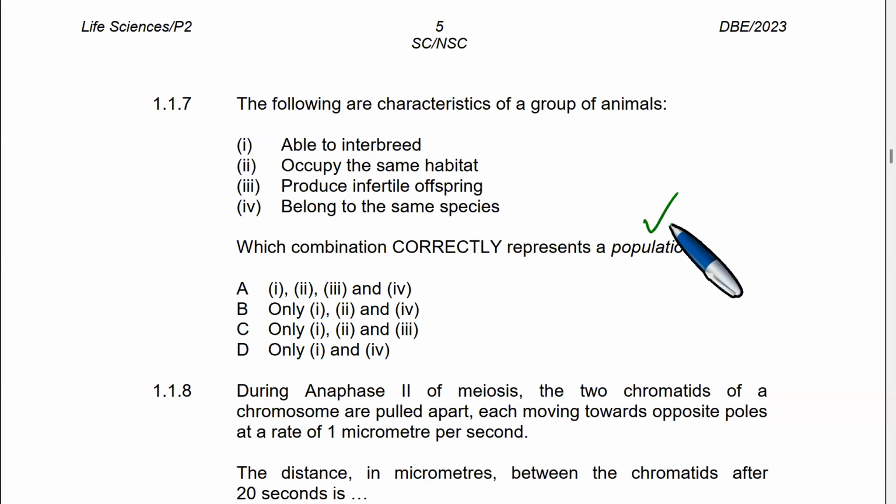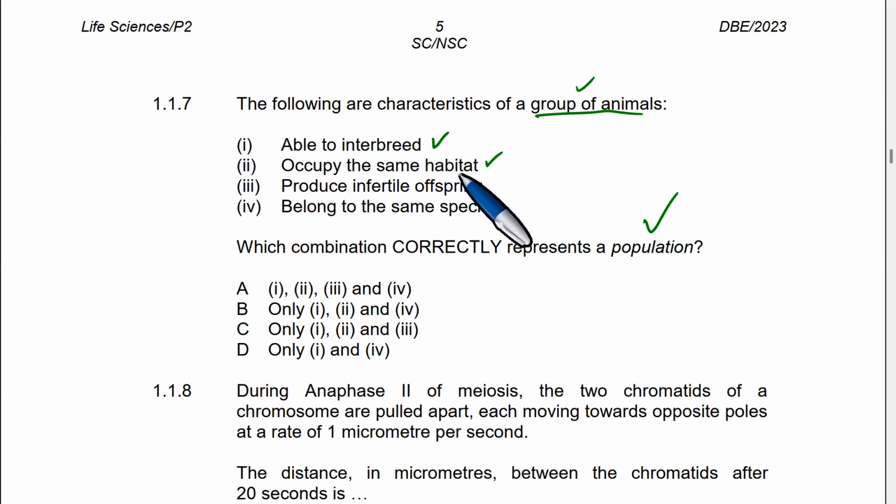So in 1.1.7, you can see that if you look at this here, you are able to interbreed in a population. We understand that obviously the group of animals are able to interbreed amongst each other. But also they occupy the same habitat. The population, like people and animals, occupy the same habitat. Like, well, they live in Soweto. Some people live in Soweto. So you can really see Soweto as having a population.